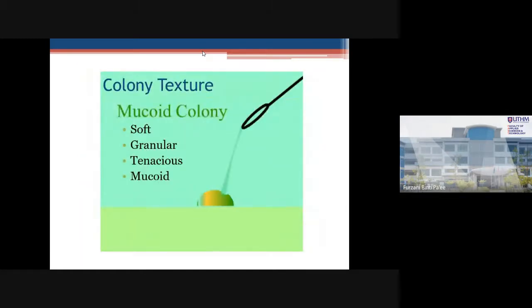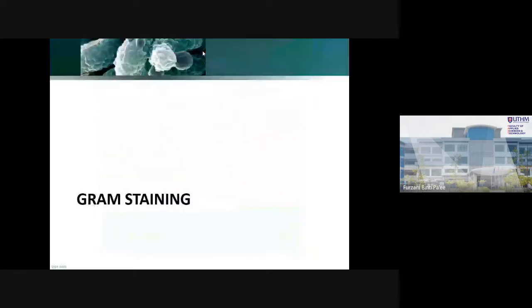The next one is on the colony texture. In order for us to identify based on the colony texture, we have to touch the colony. So remember, when you want to touch the colony, aseptic technique is very critical, because we don't want to contaminate our plate, and we also don't want to contaminate the area of our lab with the sample that we have on the agar. For the texture, when we touch it, we know whether it is soft, granular, tenacious, or mucoid.